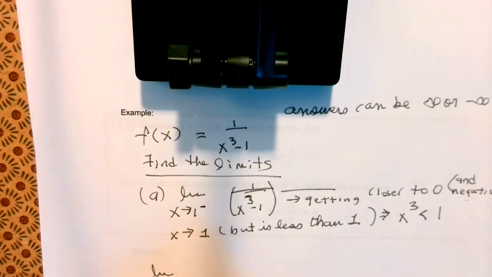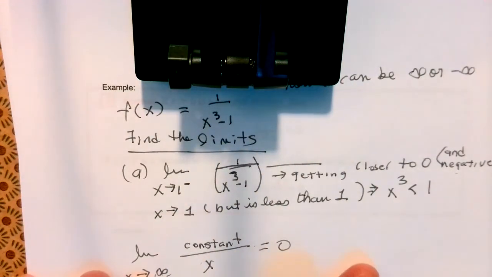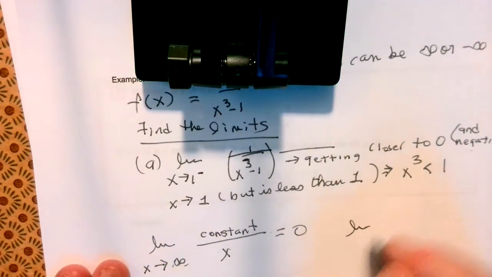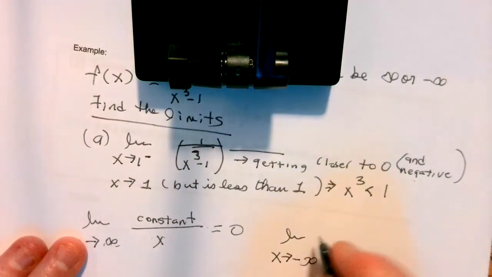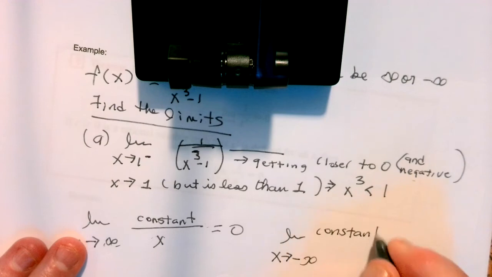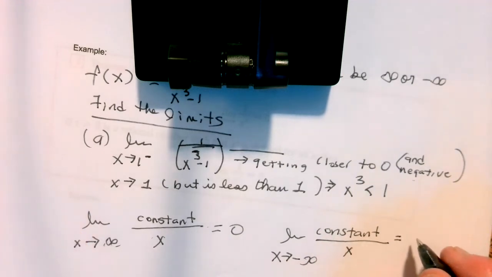If you've got a limit and x is going to infinity, and we've got some constant number over x, with x in the bottom, that's going to be 0. If you're taking a number and dividing it by something that's getting bigger and bigger, it's going to be 0. We did already talk about that. And if we've got the limit as x goes to negative infinity of a constant, doesn't matter how big the constant is, that is also going to be 0.